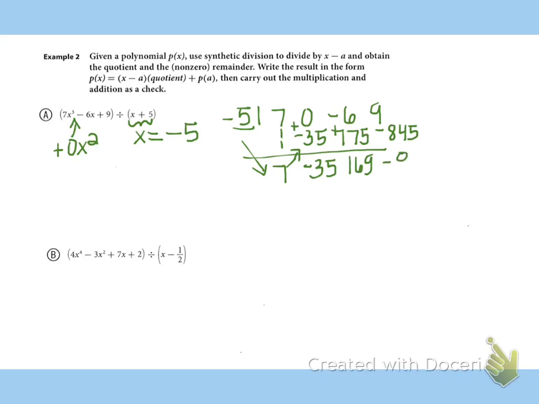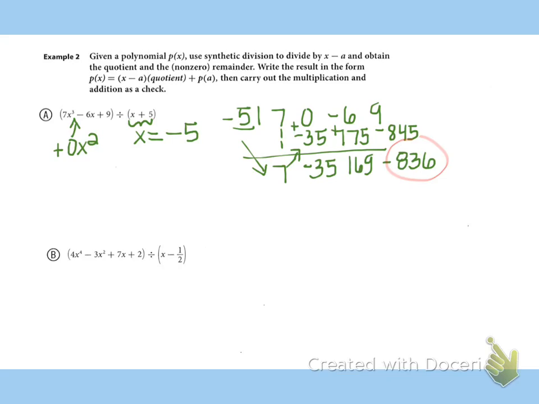Now what is negative 836? Well, it's not a nice one, but it is definitely the remainder. So that is the remainder. And that means the 7, the negative 35, and the 169 are the coefficients in my quotient polynomial. That doesn't look like a polynomial to me, so I have to go back through and retrofit those variables back in.